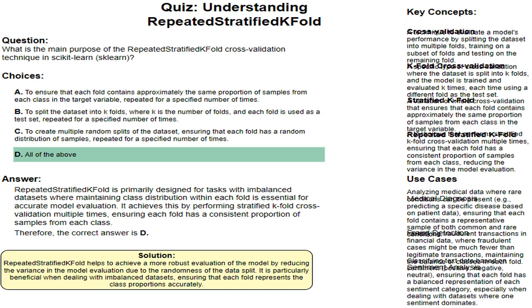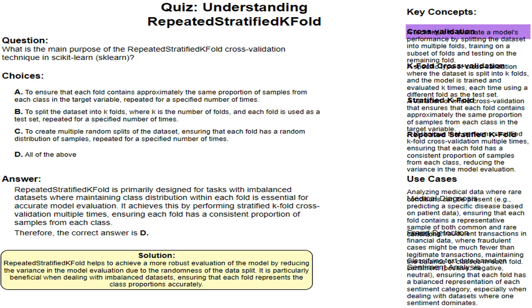It combines stratified k-fold splitting to maintain class balance, the typical k-fold structure, and the repetition of these splits for more robust evaluation. D. Cross-validation. A technique to evaluate a model's performance by splitting the dataset into multiple folds, training on a subset of folds and testing on the remaining fold.